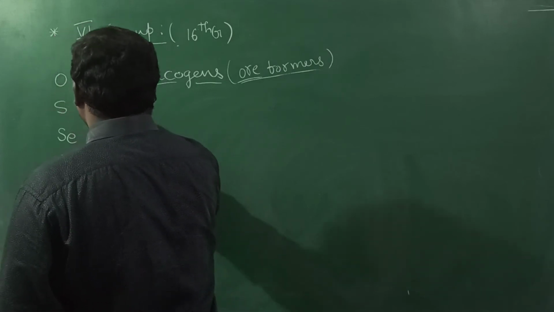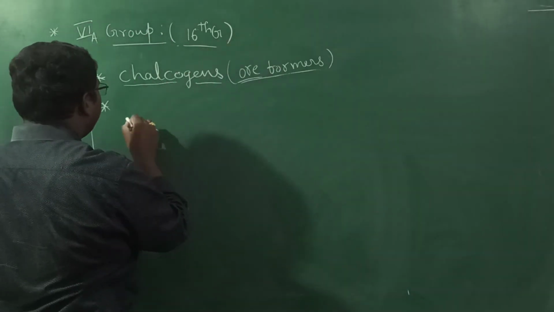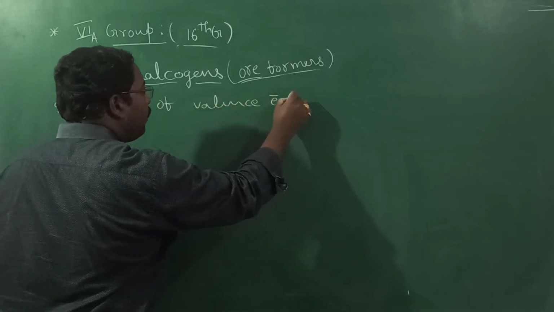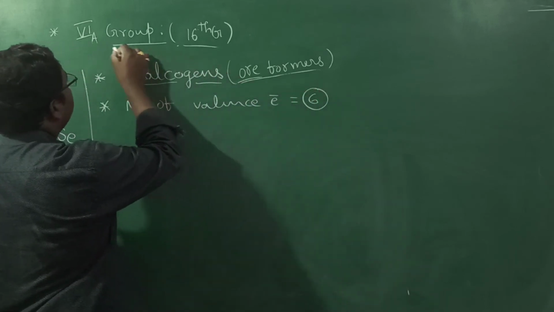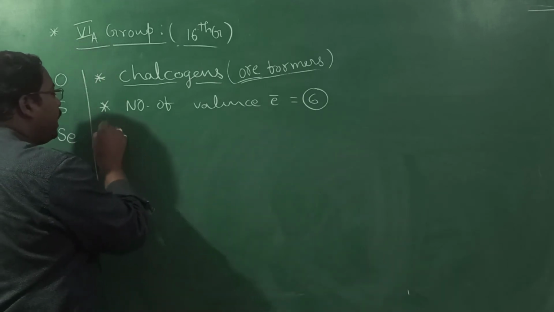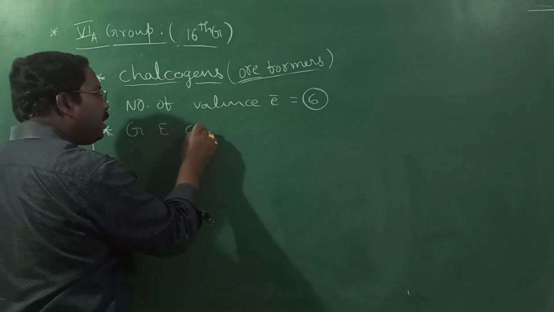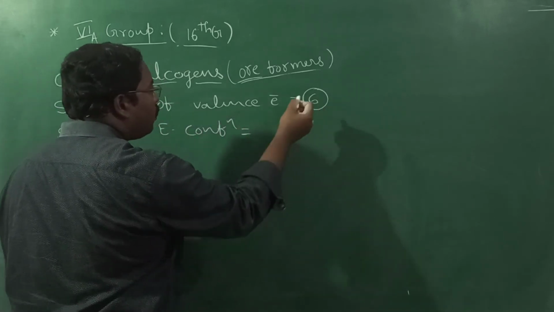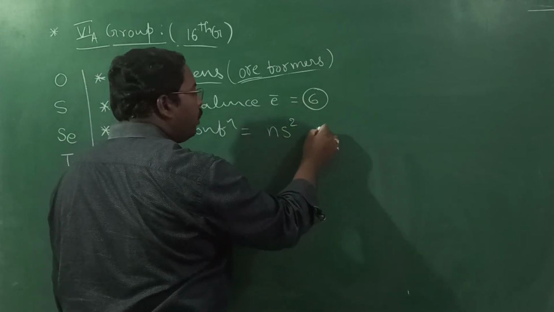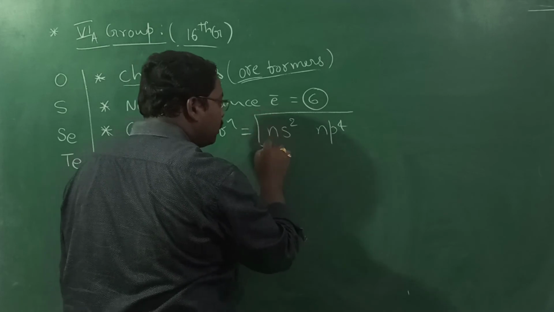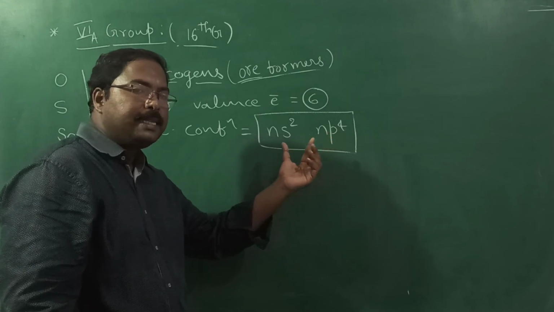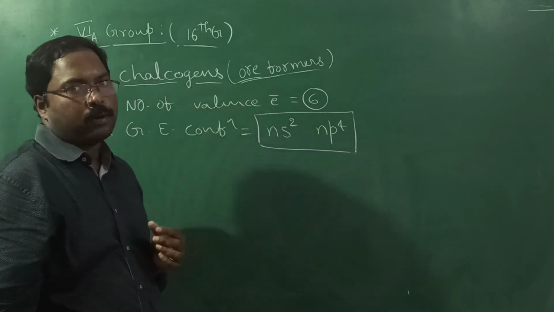Now, as these belong to the 6th group or 16th group, tell me the number of valence electrons. The number of valence electrons is 6. Okay, 6th A group, so the number of valence electrons is 6. When they have 6 valence electrons, what about the general electronic configuration? As we all know, 6 electrons means ns2, and the remaining 4 will be present in the p orbital. So the total number of valence electrons is 6. The configuration is ns2 np4. Okay.